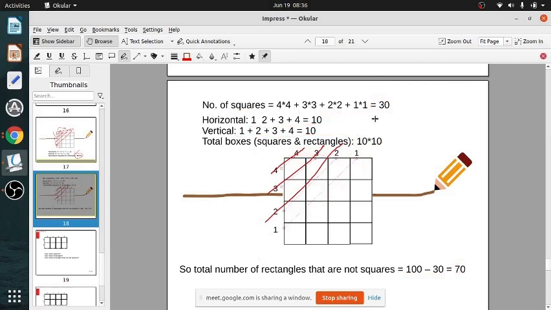What you are asked. There you have multiple choice, but here I am not giving you the multiple choice. So if you are asked only squares, then your answer is going to be 30. If you are asked boxes, or squares and rectangles, that is horizontal total 10 and vertical total 10, so 100. And if you are asked rectangles that are not squares, then you will subtract to get 70.